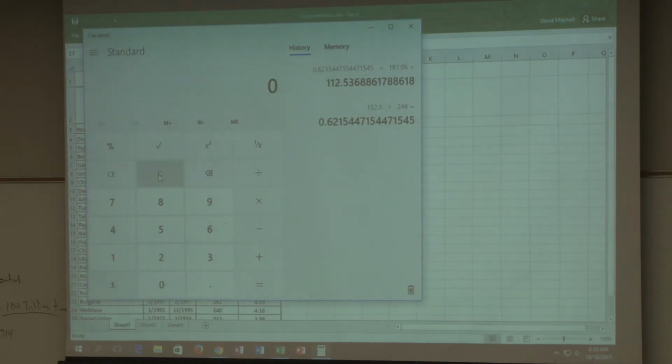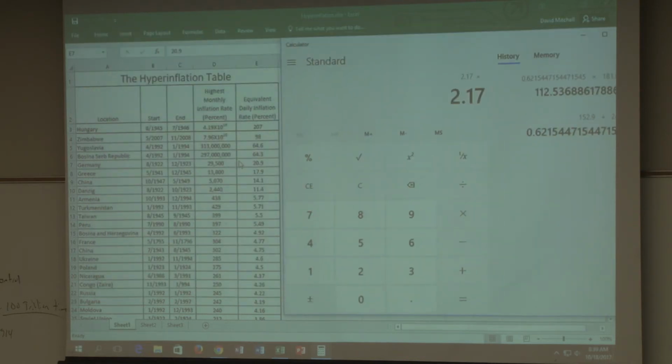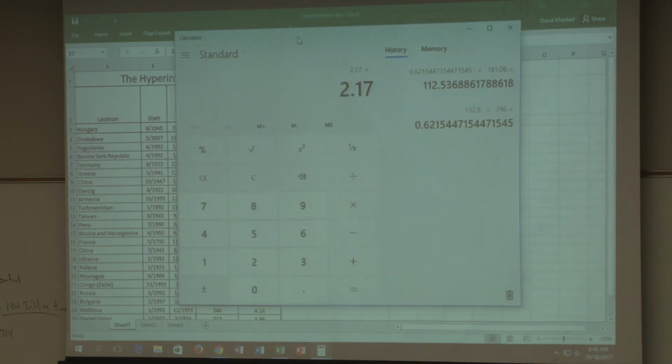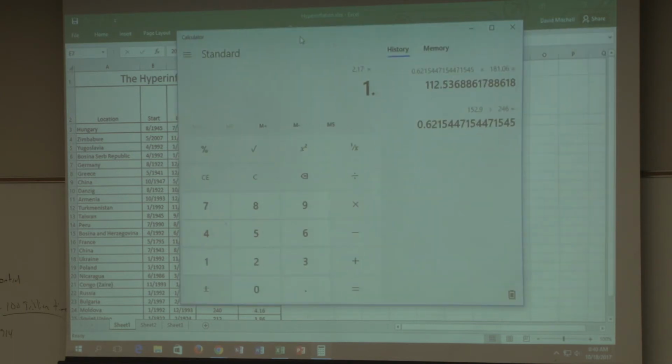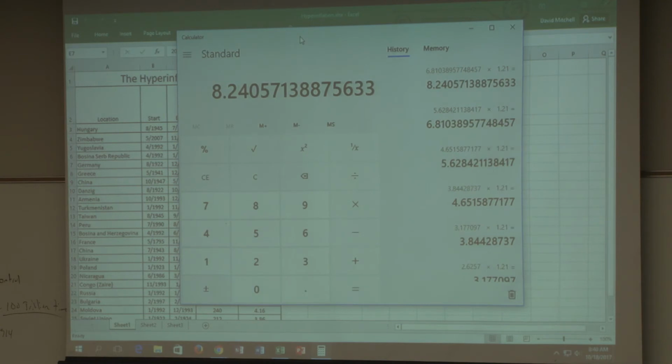So, I saw the price of gas today was $2.17. What we're going to do is see what the price of gas is going to do when it's going up at a daily rate of 21%. So times 1.21. Okay? Let's make $2.17 Monday, it's easier. So Monday, Tuesday, Wednesday, Thursday, Friday, Saturday, Sunday, Monday. So there's what it is in a week, $8.24.